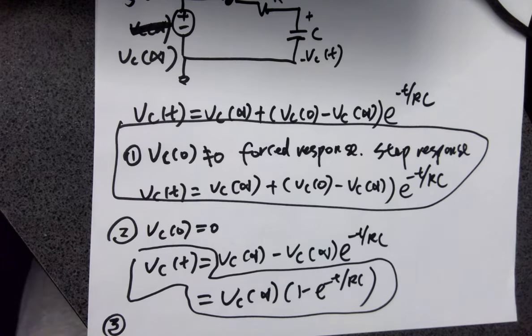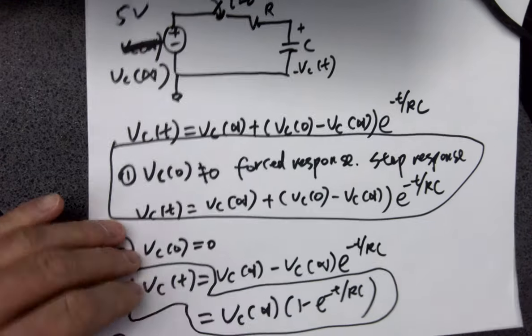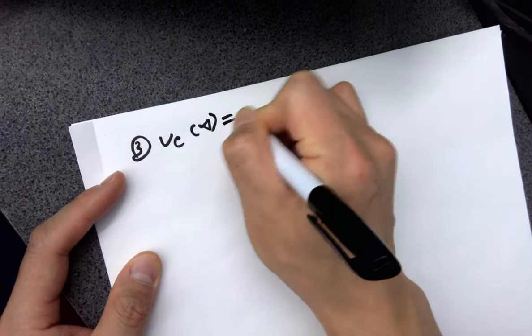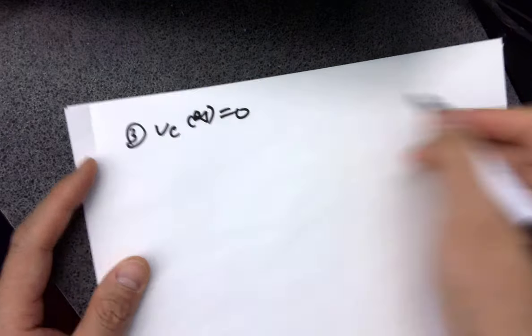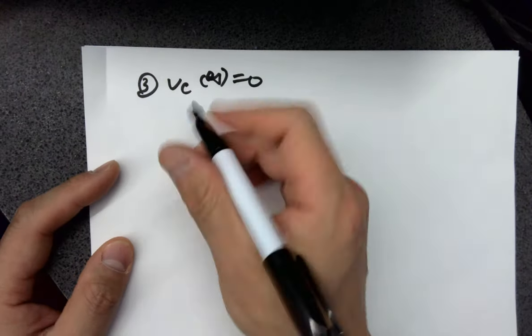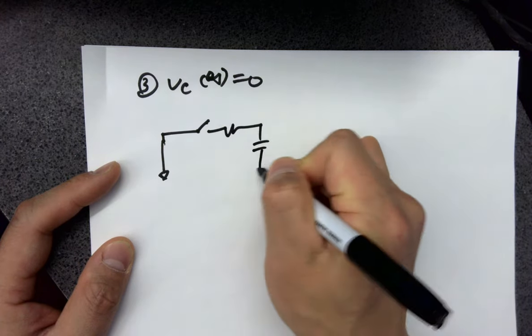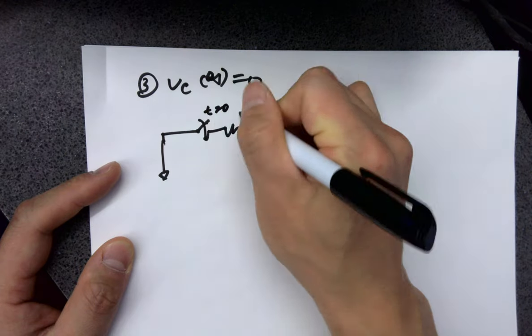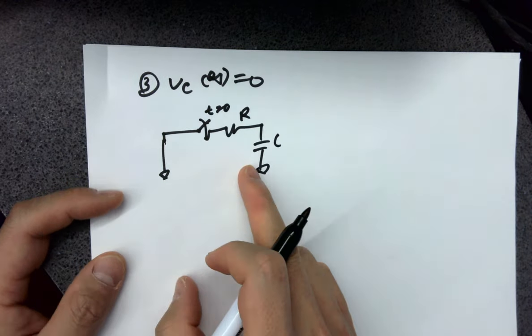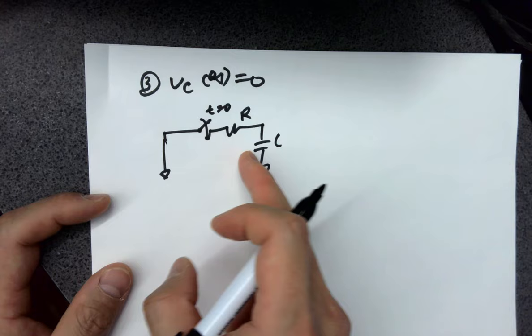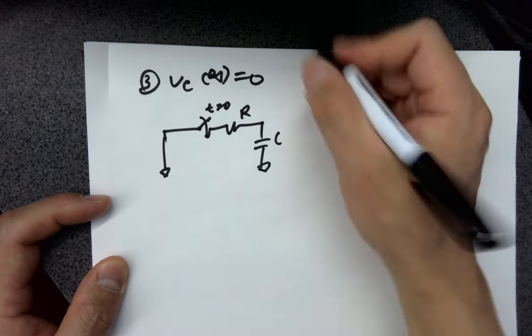I'm going to write down the third case really quick. That's the second case. And the third case is VC infinite equals 0. So you are not using 5 volts to charge it up, which means you don't have anything here. It's just a ground. And you close the switch at T0. Nothing is going to charge up the cap. So you have the initial charges stored at the cap. And what's happening here? It's just discharging. So this is called natural response.